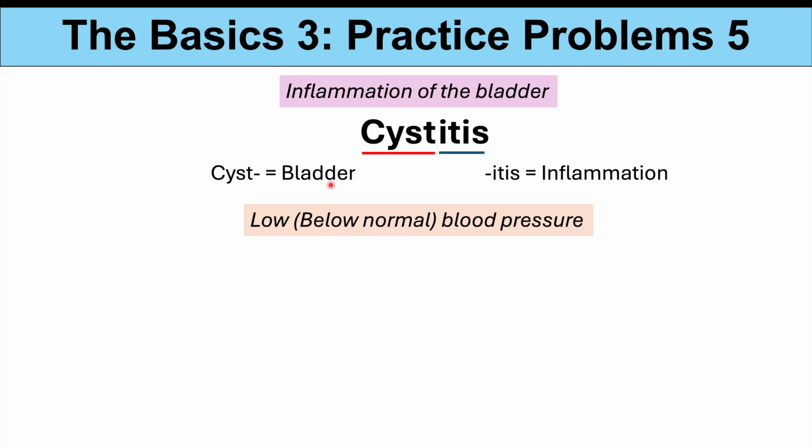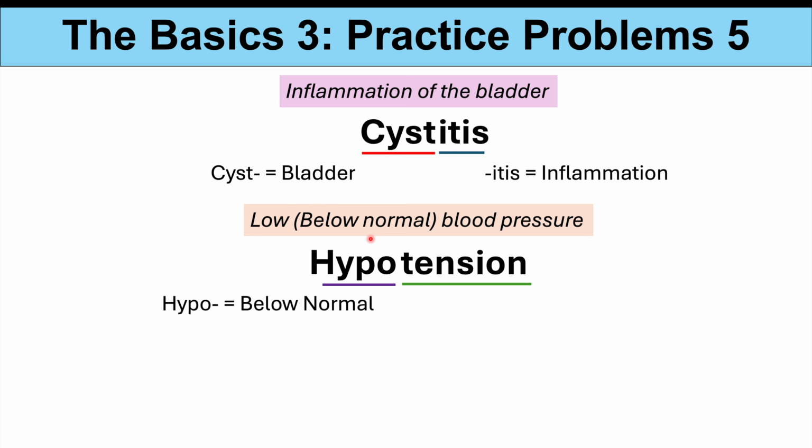The next description we'll look at is low or below normal blood pressure. What do you think the medical term is for this particular description? Again, we're going to start off from left to right. Low or below normal is hypo. We talked about that before. Now, what is the part of the word for blood pressure? Well, it's actually tension. So low or below normal blood pressure is hypotension.